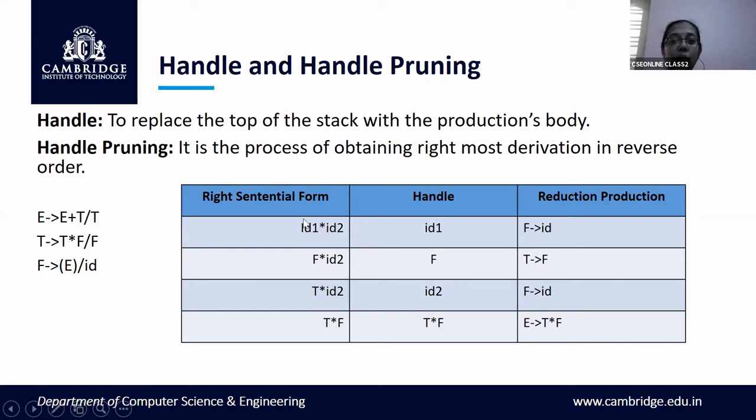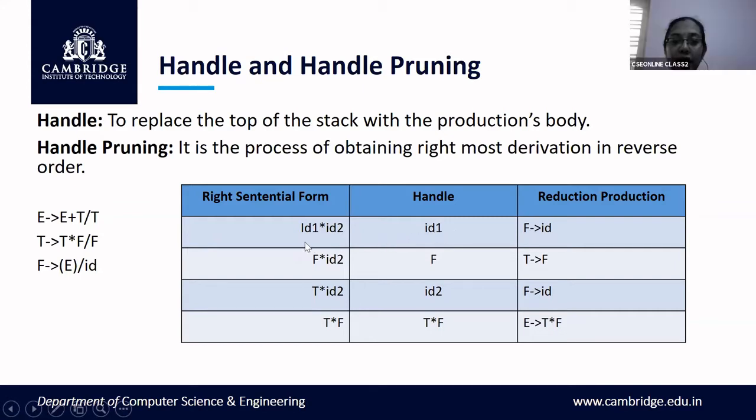Okay. Only one input I can take, that is a substring of the entire string, and I can match it with the production rule because F derives ID. So ID is the handle. ID is the handle. It is a substring of the given string which matches with the production rule or the production body. Hope it's clear now what is meant by handle.